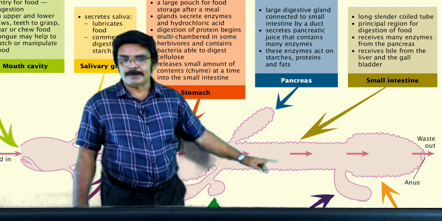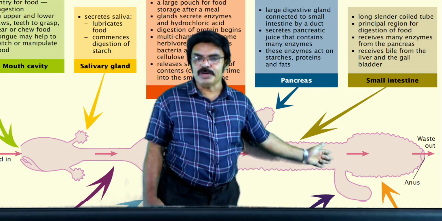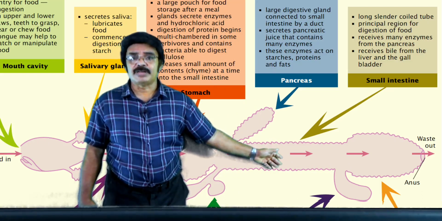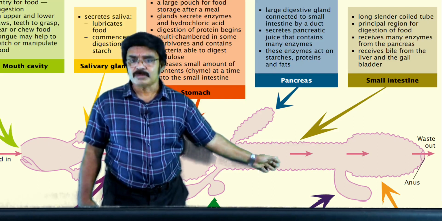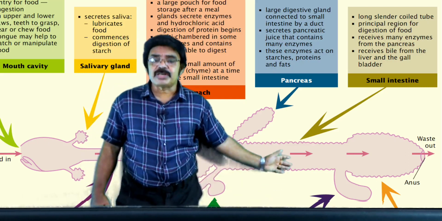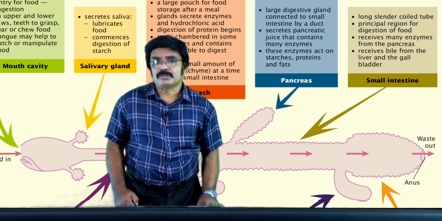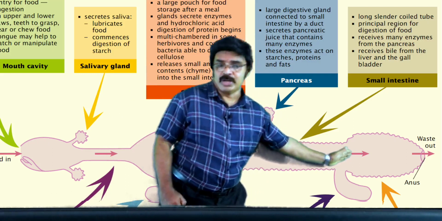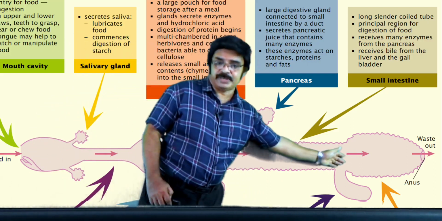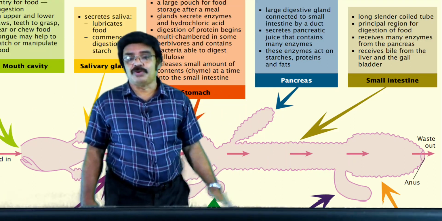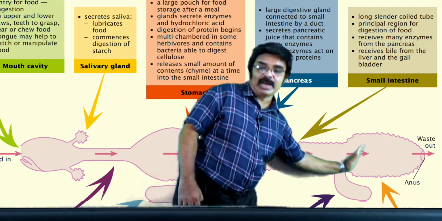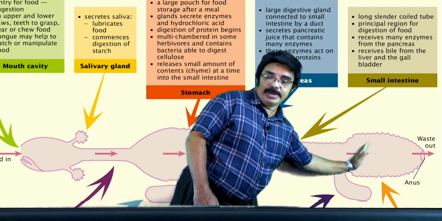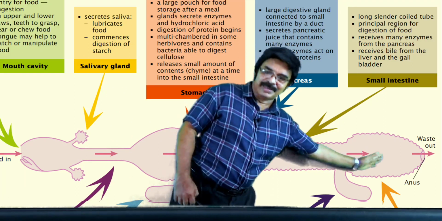And then the small intestine. This is a very long part. In herbivores this is really long, and in carnivores it is not that long. The small intestine completes food digestion. After that, no food digestion occurs in the large intestine. In the small intestine, food digestion completes, and absorption of digested food is also completed here. After this point, no digestion of food and no absorption of digested food, that is the large intestine.